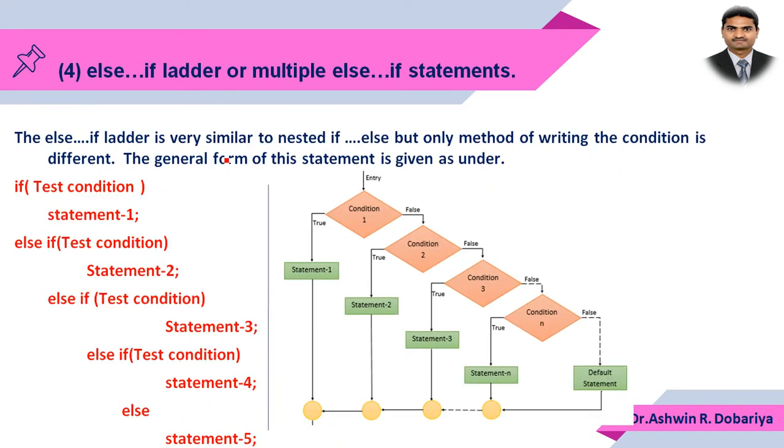Similarly, the fourth type of condition statement, or we can say decision statement, is the else if ladder. Here ladder means we can write a sequence of if else, if else, if else kind of things. The else if ladder is very similar to the nested if else, but only the method of writing the condition is a little bit different. So what is the syntax for that?